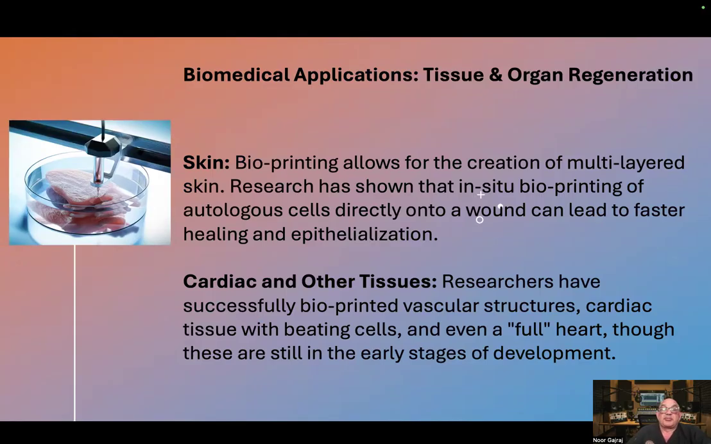Skin. Bioprinting allows for the creation of multi-layered skin. Research has shown that the in situ bioprinting of autologous cells directly onto a wound can lead to faster healing and epithelialization. Cardiac and other tissues. Researchers have successfully bioprinted vascular structures, cardiac tissue with beating cells, and even a full heart, though these are still in the early stages of development.